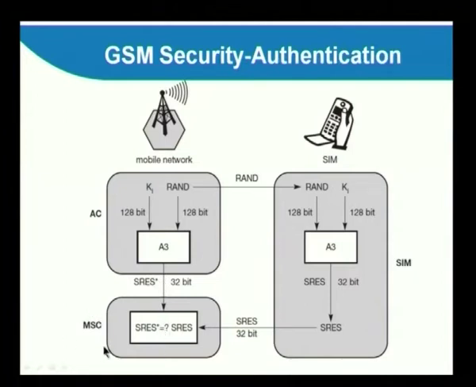Generally it is under the control of the mobile switching center. If both the values are equal, the request from the mobile station will be accepted, otherwise it will be rejected. In this manner the GSM is achieving the authentication. We have learned how the users are authenticated in the GSM network.